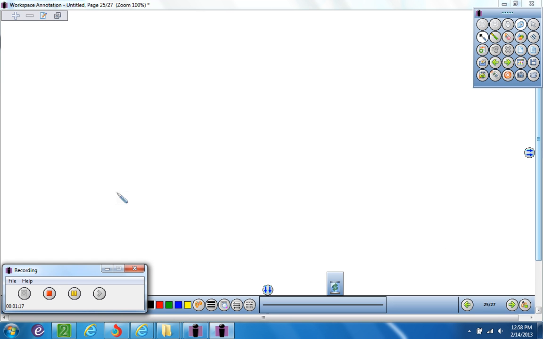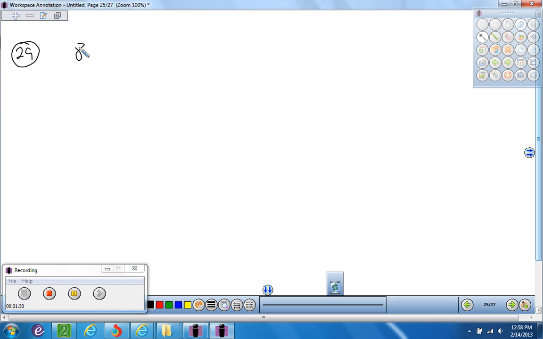All right, for 29, it says, write an expression to represent the sum of the first n multiples of 8. So we don't know how many multiples of 8 we're going to do, but we get 8, 16, 24, 32. Now, for this, we're coming up with the common difference, because a sub 1 is 8, and then we're adding 8 each time. So the difference is 8 as well.